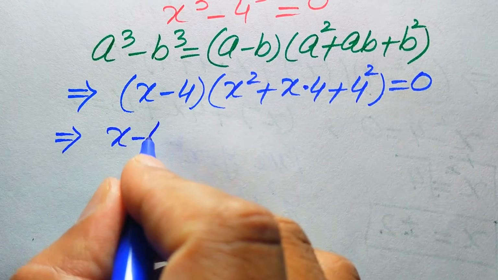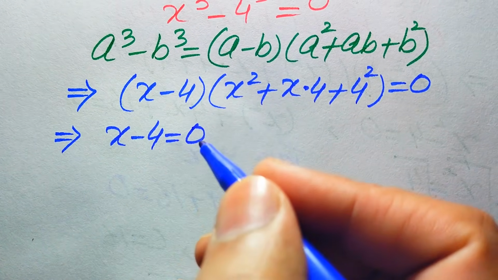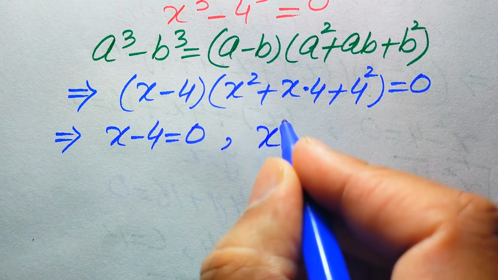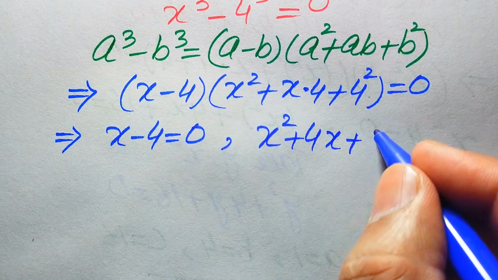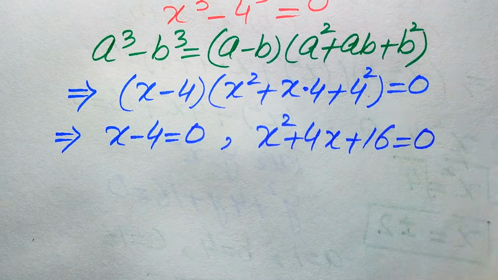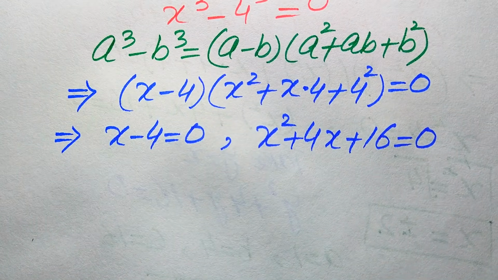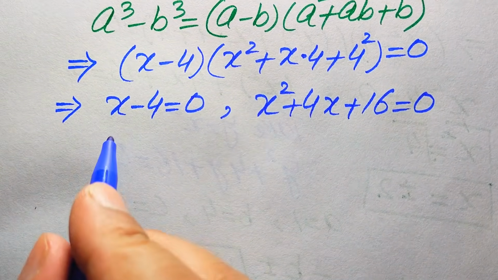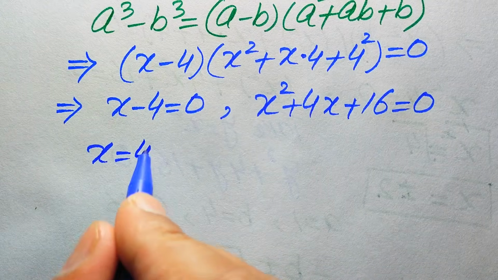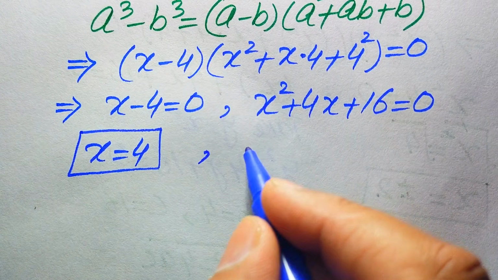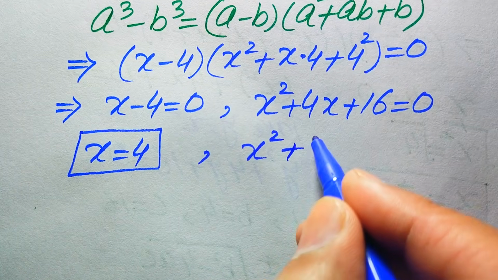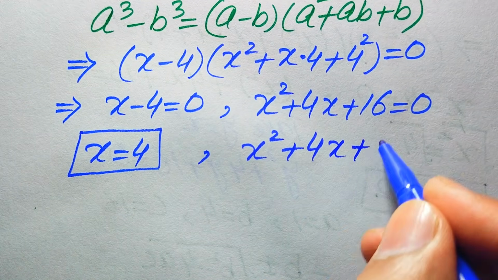The first case is we write x minus 4 is equal to 0. And the second case is we write x squared plus 4x plus 4 squared, which becomes 16, and this whole equation is equal to 0. Now in the next step, from the first case, we easily get the value of x is equal to 4. This is the first root of the given equation. And from here we have x squared plus 4x plus 16 is equal to 0.